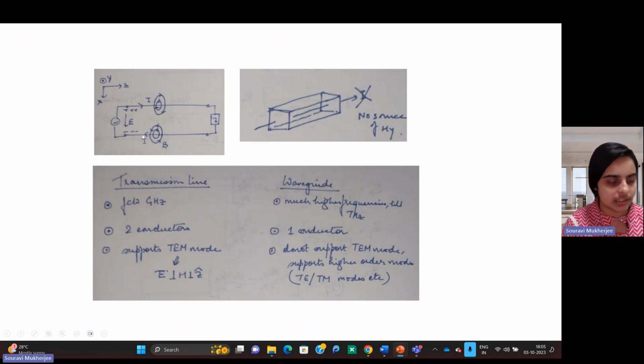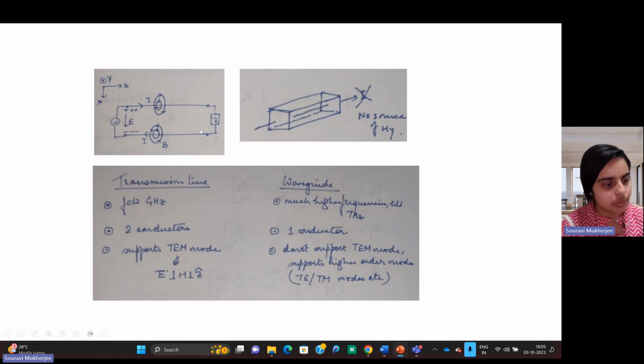So now basically, in a transmission line, what you have is like a plane wave, right? So you have electric field, you have magnetic field, both of them are perpendicular to the propagation direction of your wave. So it's like a TEM mode. So transmission line supports TEM mode. But now what's fundamental in this transmission line is that you have two conductors, right? This is one conductor and this is another conductor.